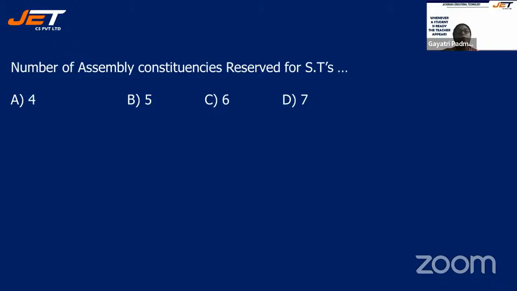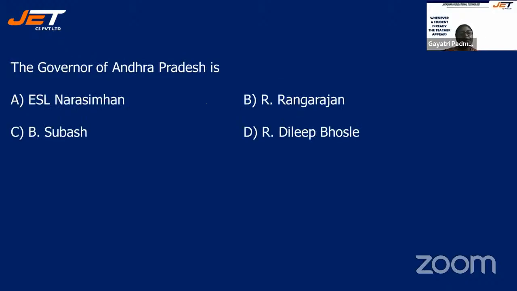Number of assembly constituencies reserved for ST is, earlier we saw SC, scheduled caste, and here now we are seeing for scheduled tribe. Number of assembly constituencies reserved for STs is dash 4, 5, 6, 7. Let's see the answer. It is 7.